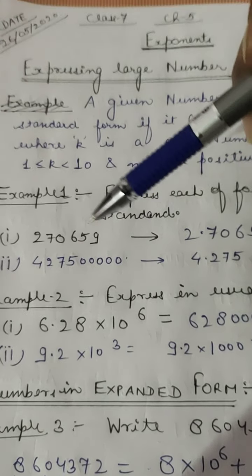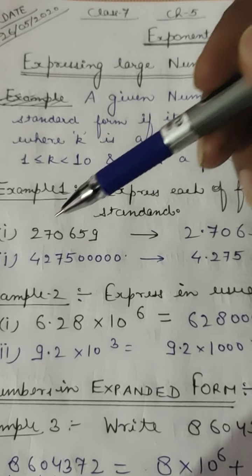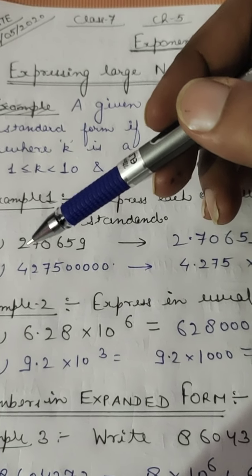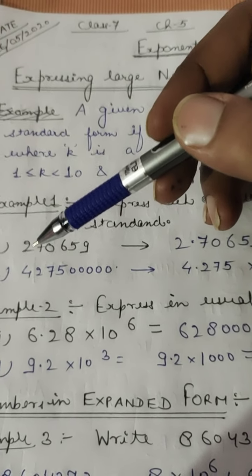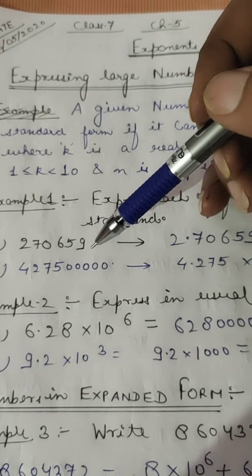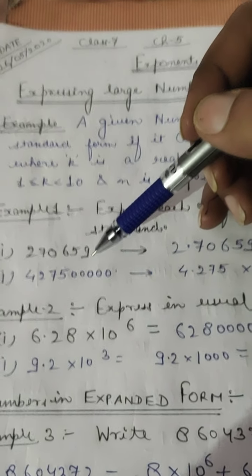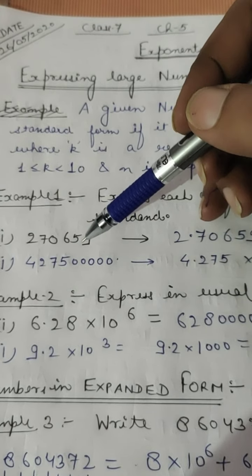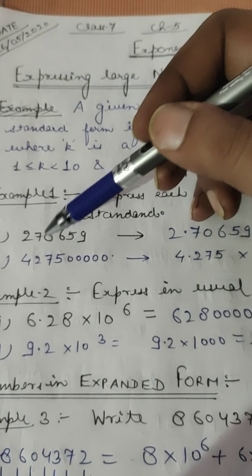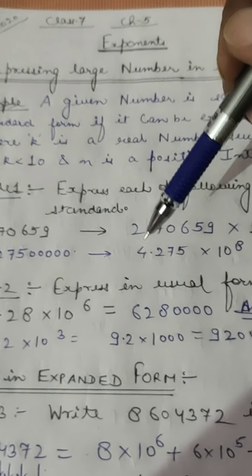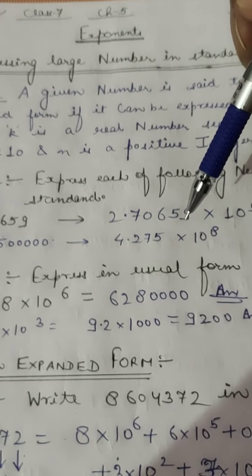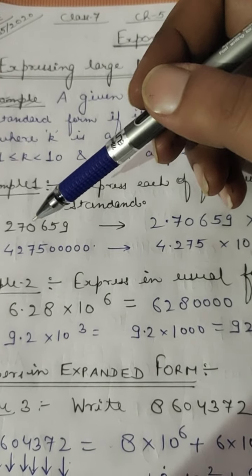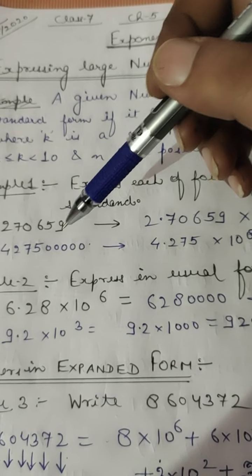What I have to do, in order to represent this number in standard form, you have to put the decimal after the first number. That means you have to put the decimal here. Right now the decimal is here. So count from here how many places you have to shift the decimal. 1, 2, 3, 4 and 5. So 5 places you have to shift the decimal, shifting the decimal to the left from here.